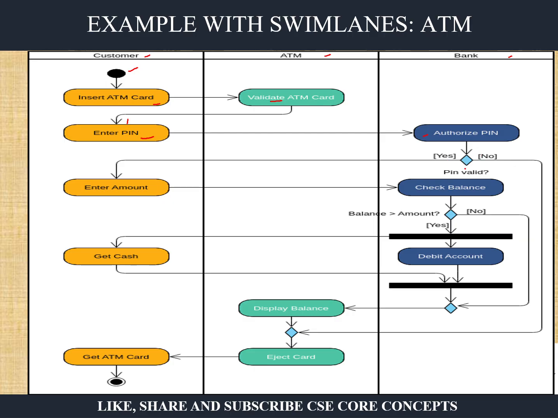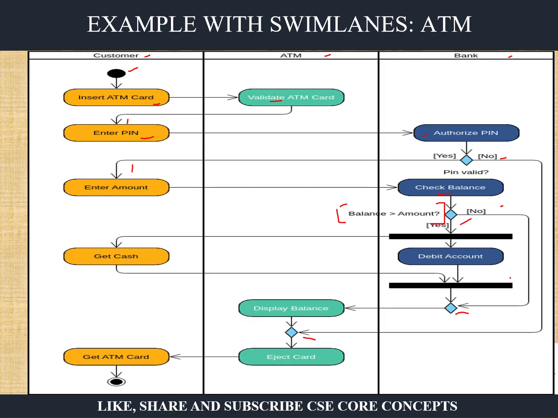If it is yes, you enter the amount. If it is no, then you eject the card. Understood? So this is the arrow. Now, after entering the amount, you have to check. The bank will check whether the balance is sufficient for the amount to be withdrawn. Again, this is a decision in which you write the condition. If it is yes, you debit the account, and otherwise no.